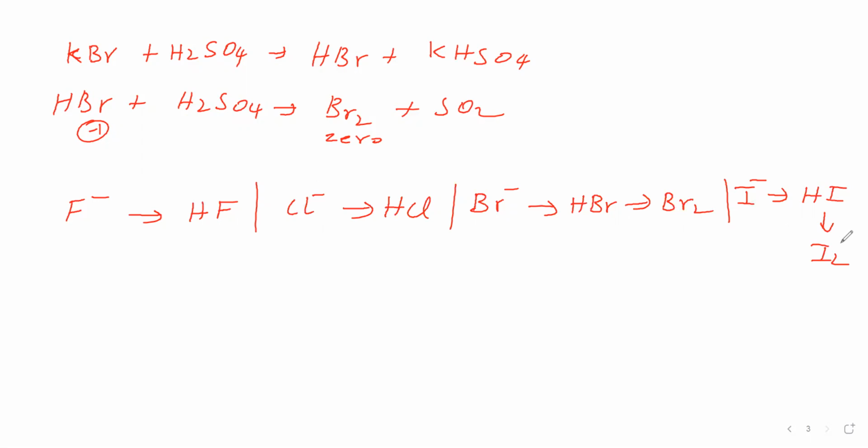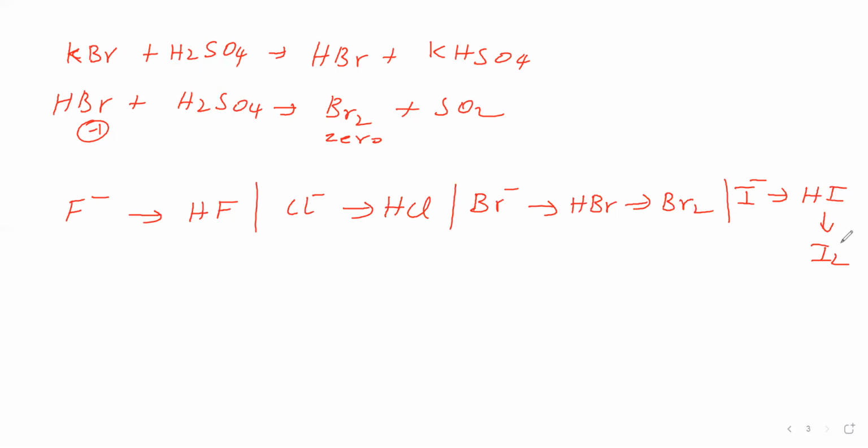Then uses of concentrated sulfuric acid. It is used for manufacturing fertilizers, ammonium sulfate, superphosphate, like this. Then it is used in metallurgy for cleaning metals before enameling. So metals will be taken for an enamel coating. Before enamel coating, the metals will be cleaned with concentrated sulfuric acid.